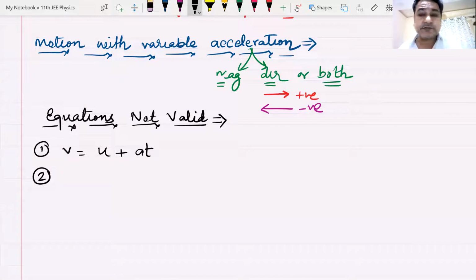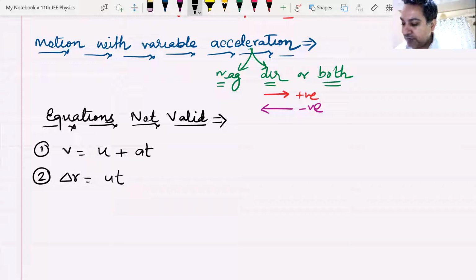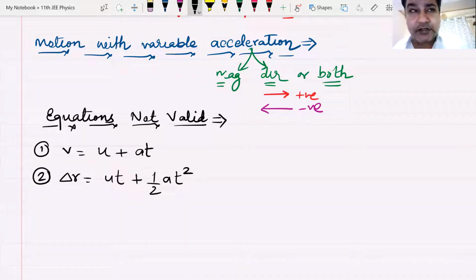Yes, Deepak: delta R is equal to UT plus half AT square. Delta R is the displacement, U is initial velocity, T is time, and A is acceleration. This equation is also not valid because it is only valid for constant acceleration.